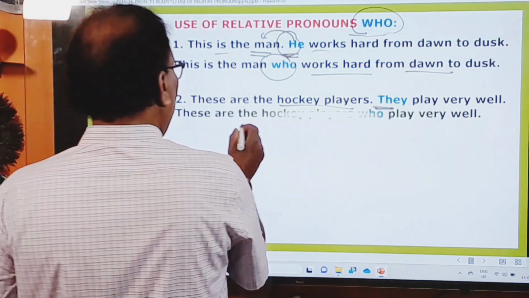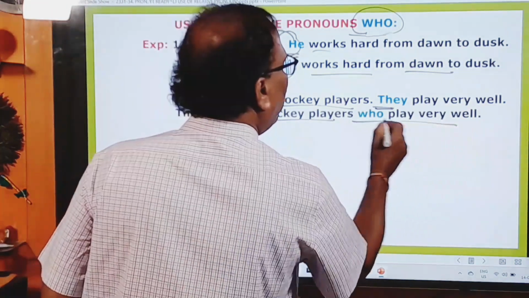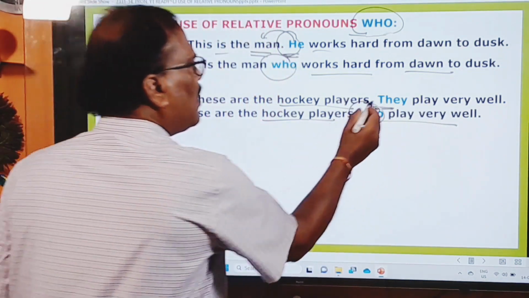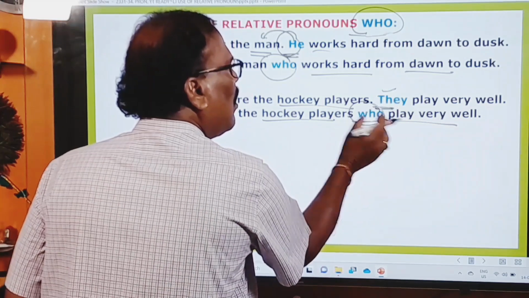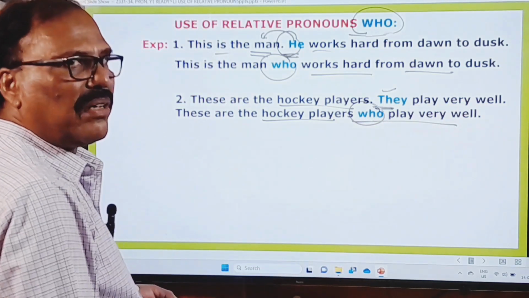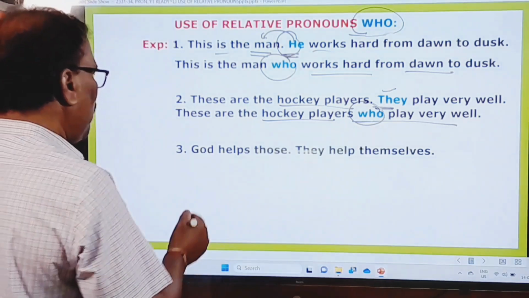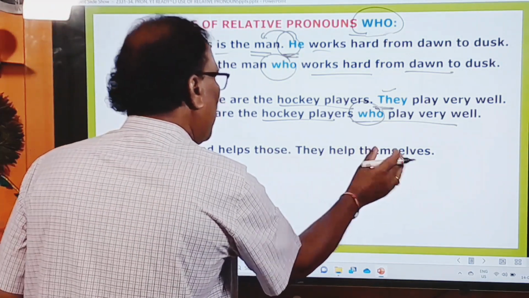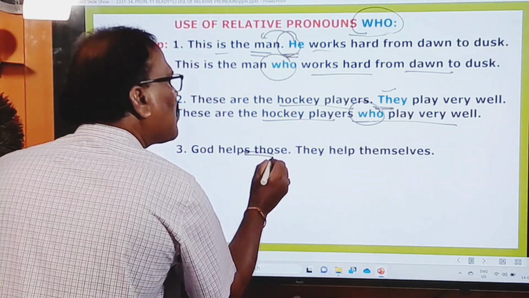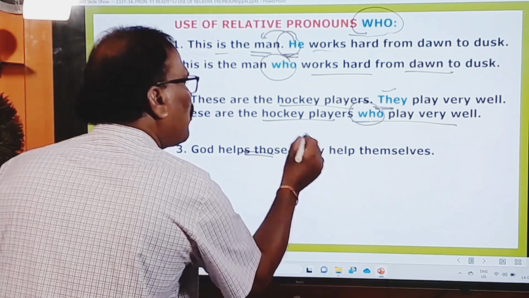Here you see that these are the hockey players who play very well. Instead of they, you are using who. The remaining sentence you have written like this. Okay, very easy, you can do. God helps those, they help themselves. You are talking about those, and in the next sentence you are talking about they.